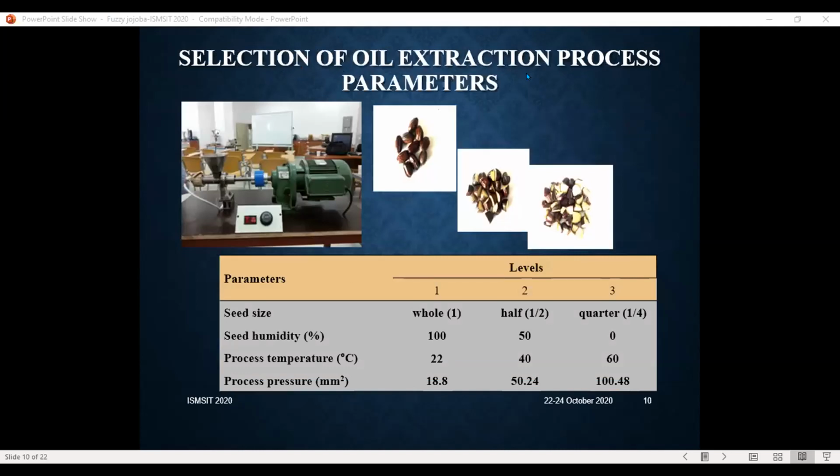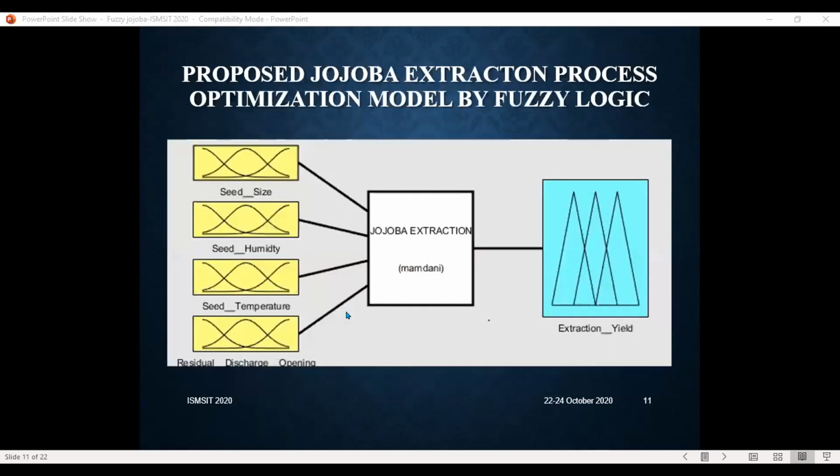Here is the selection of the oil extraction process parameters. Like our previous work, they were already chosen. The parameters we use are seed size, seed humidity, process temperature, and process pressure. I have illustrated them in this picture, and this is the machine we have designed. Each parameter has only 3 levels, but we perform 27 experiments, and within these 27 experiments, we have actually performed only 9 experiments, with 3 repetitions of each of them.